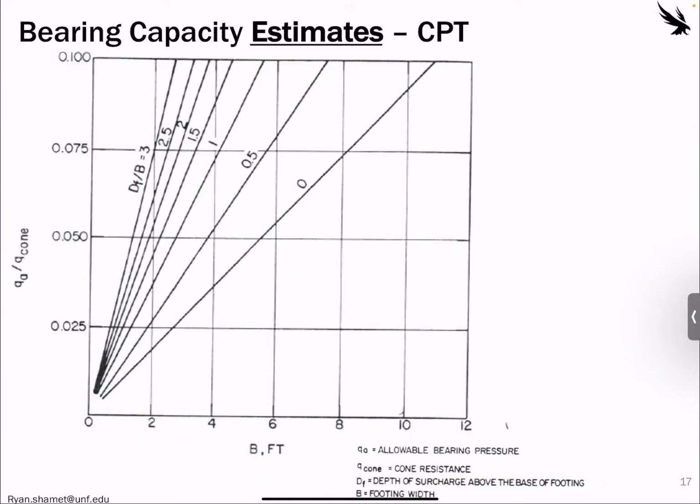Oh, what is this? This is another one that I didn't cover. This is a similar chart, kind of old, but for the footing here, you just read it up depending on your depth of footing divided by your base. And then what you would get is a normalized bearing capacity divided by the qc cone tip resistance. So this y-axis is q ultimate divided by qc average.